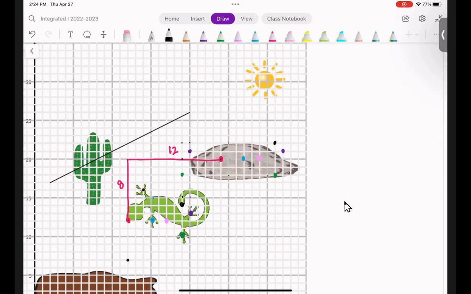And then last but not least, I'm going to use this last point, which I don't have a color for. I'm just going to use my crayon pen. I think this is my crayon pen. So I'm going to go up 8. So there's 4. Here's 8. This is where I am right now. And then I need to move over 12. So there's 6 and there's 6.